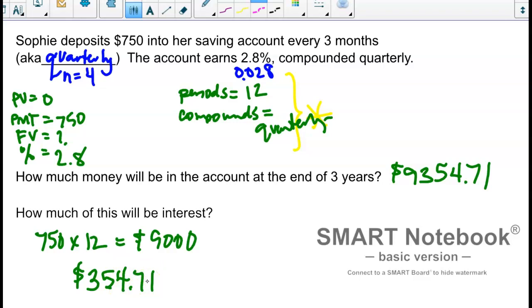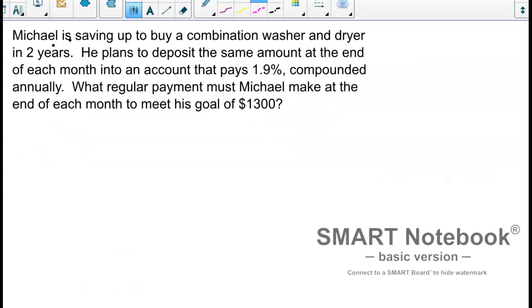We call that a passive income, that interest. Your money was invested in this savings account, and that interest grew without you doing any work. Not a ton of money, $354, but way more than you would have had you put that $9,000, say, between your mattresses. The next question, Michael is saving up to buy a combination washer and dryer in 2 years.